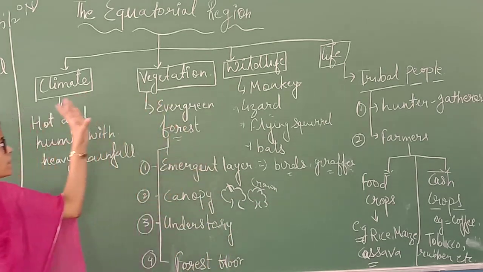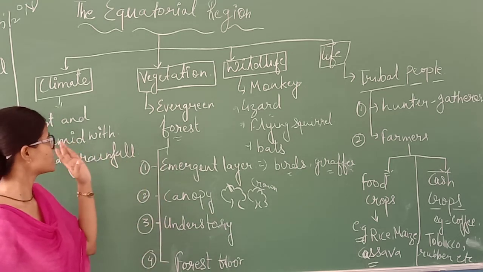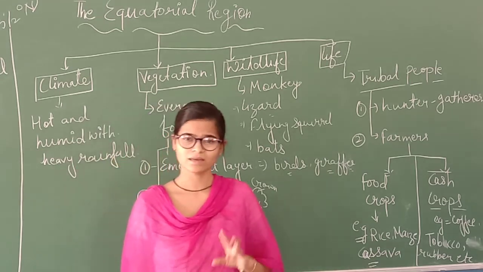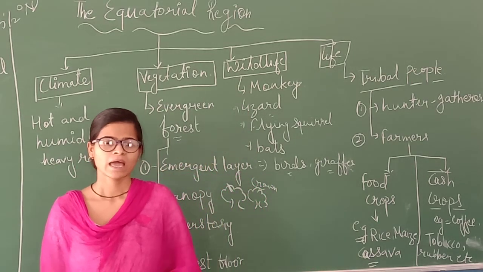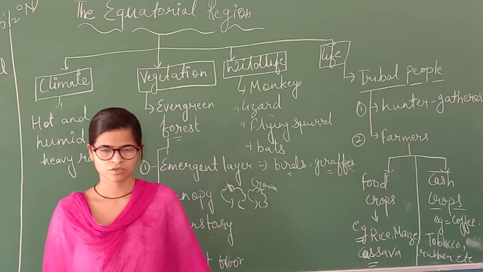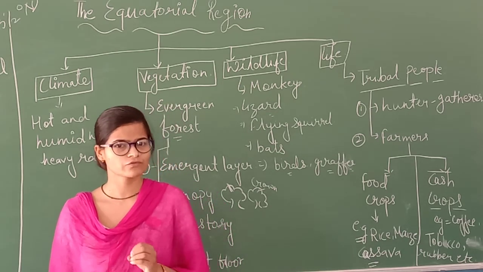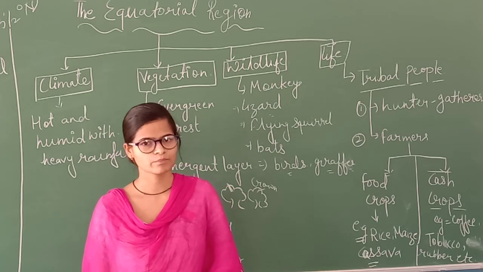So in the equatorial region, my dear students, we have discussed where it is located. We have discussed climate, vegetation, wildlife and life. So revise the chapter at your home, and if you have any query, just leave a message. And you can try the exercise of this book, only the exercise, and write it out in your book.